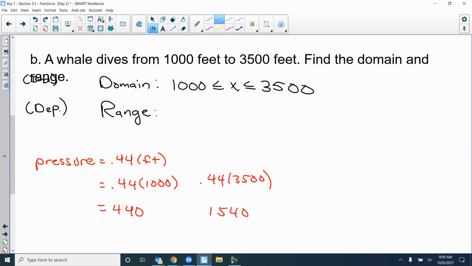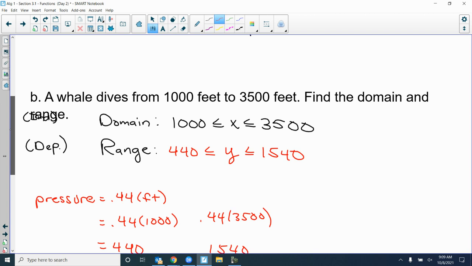We agree? I just want to make sure we're agreeing on that. Okay. Now, how do I write the range? What would be the lowest pressure that he's under? 440. What's the highest pressure, Austin? 1,540. So we're going to do 440 is less than or equal to y is less than or equal to 1,540. So you got to figure out what the actual pressures this animal feels are. So you actually got to do a little bit of the work there.